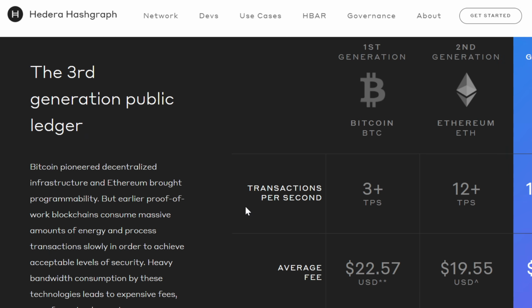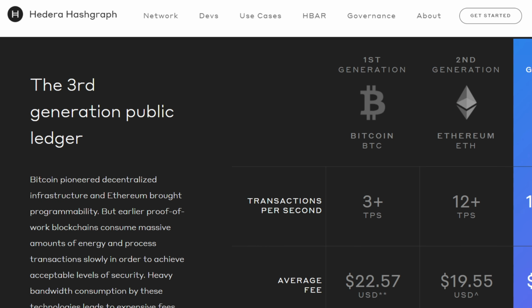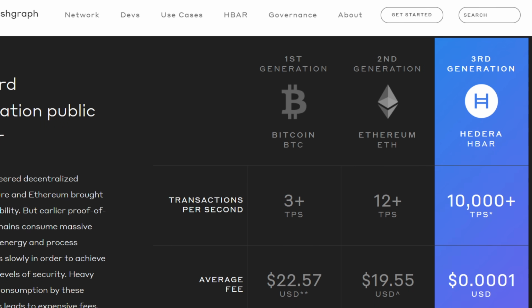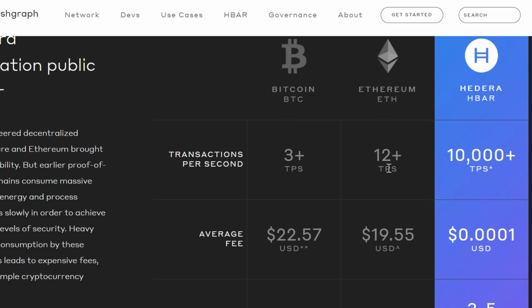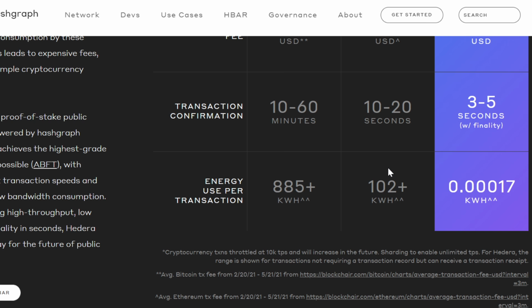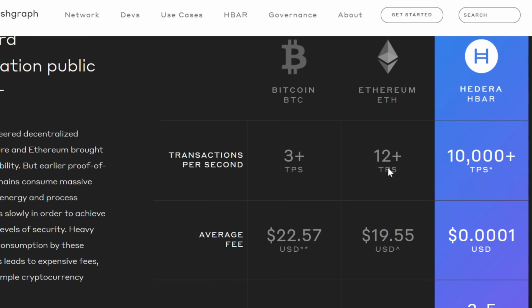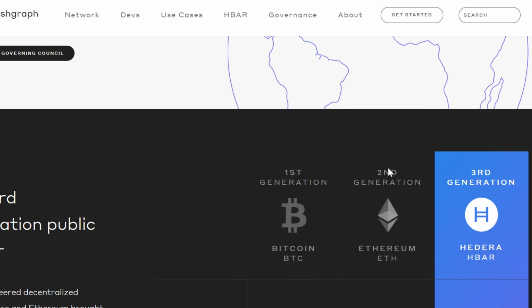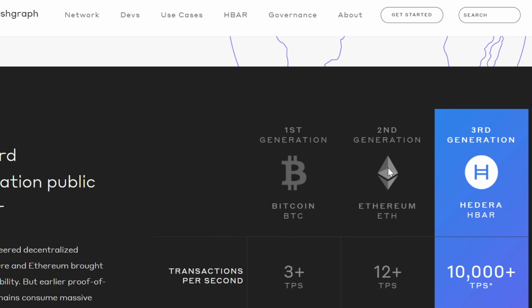Now, when we look at Hedera, the third generation public ledger. I get goosebumps when I look at this, right? Look at that, the difference between the three of them: first generation, second generation, and third generation. If you look at the transactions per second, the average fee, the transaction confirmation, the energy used per transaction between these three, there's no comparison. It's just a different playing field.